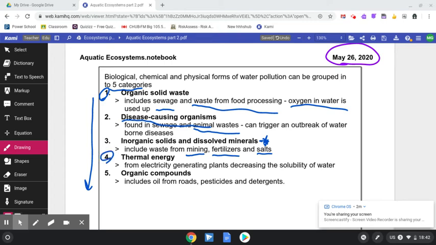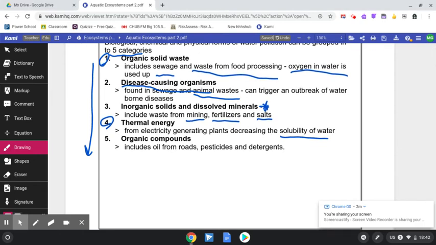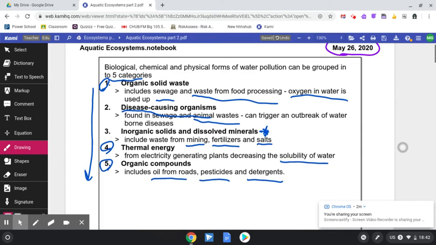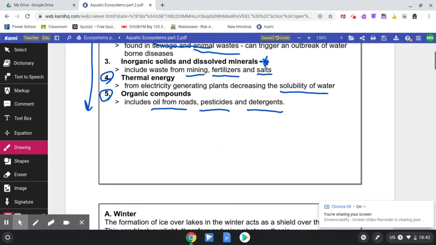This causes thermal pollution, increased water temperature due to electricity generating plants. This decreases the solubility of water, which also decreases the amount of oxygen in the water, kills living organisms in it as well. Number 5, organic compounds. Oil from roads, excess pesticides farmers use, for example, detergents. Organic compounds. 5 ways or 5 categories of water pollution.